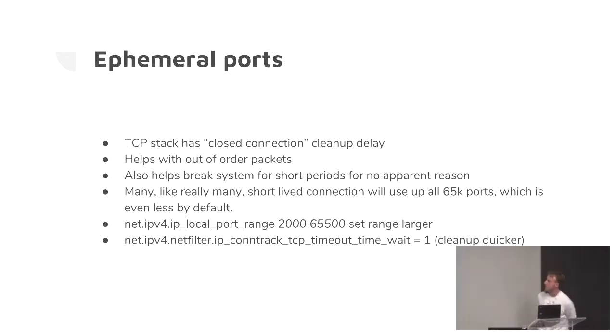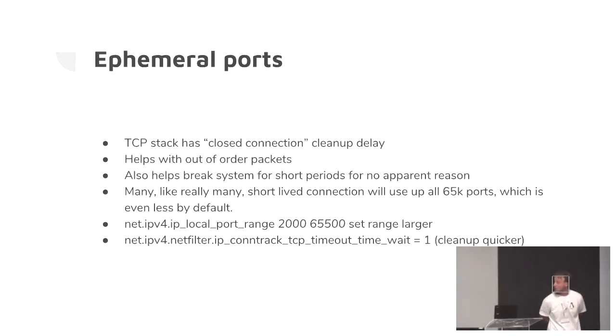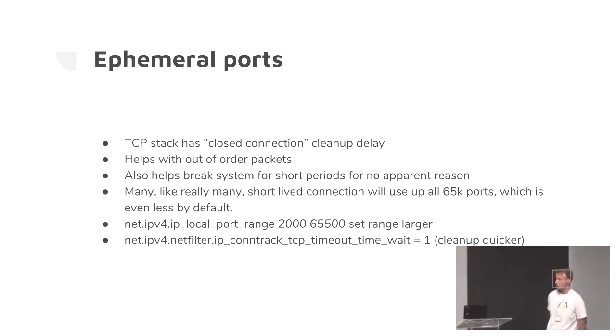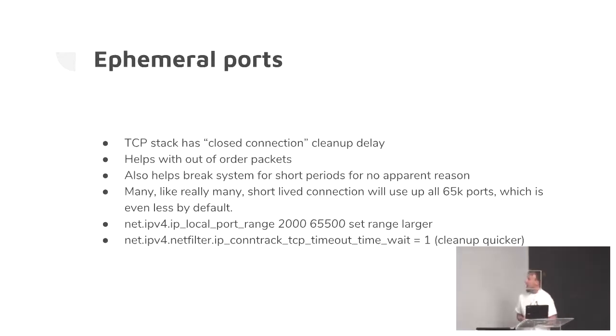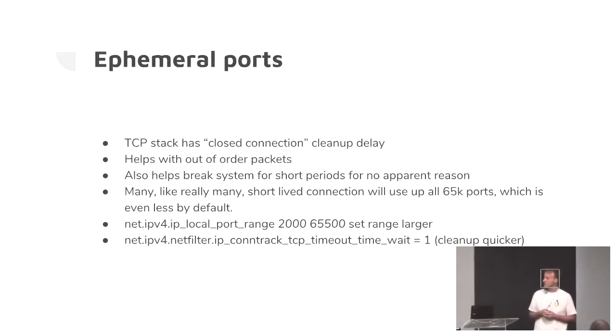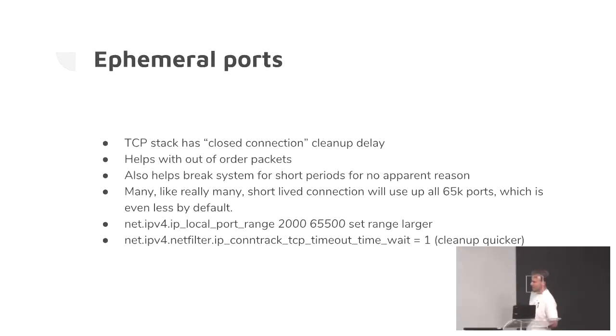You set the TCP timeout, the timeout time wait there at the bottom, you set that to 1 second or 5 seconds or shorter. The other thing you can do is increase your default port range. I think it's about 30,000 to 65,000, and you can usually broaden that a bit. 2,000 might be a bit of a low number, but you can.